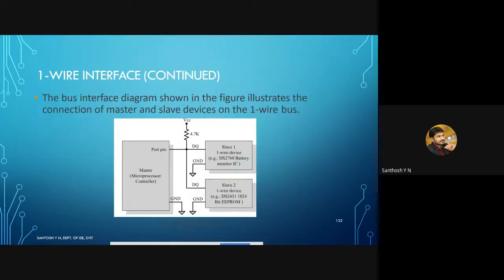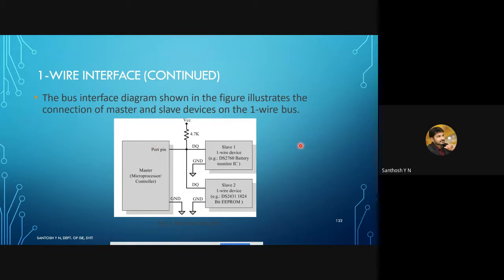This diagram illustrates how the one-wire interface looks. If you observe here, there is a single wire, represented as DQ, and the power to this line is provided directly here. To have a stable current, we use a resistor of 4.7 kilo ohms. Multiple slaves are supported, and the port pin is connected to the master towards the left side.